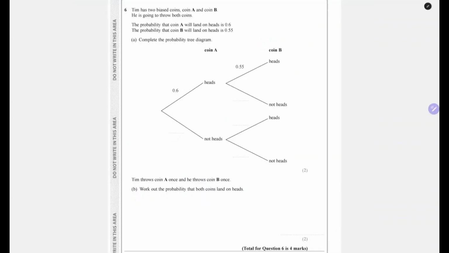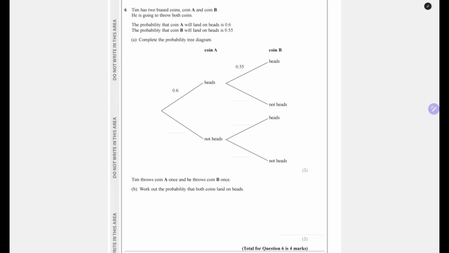Question 6 says, Tim has two biased coins, coin A and coin B. He is going to throw both coins. The probability that coin A will land on heads is 0.6. The probability that coin B will land on heads is 0.55. Complete the probability tree diagram.